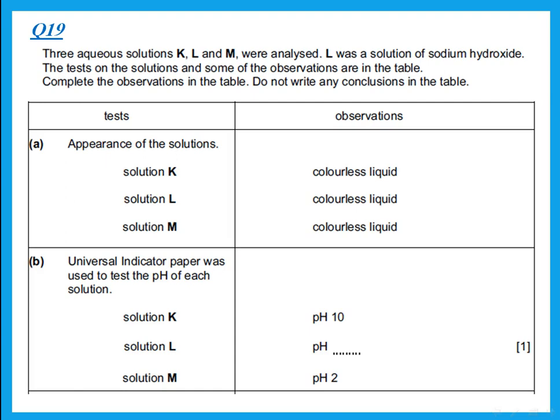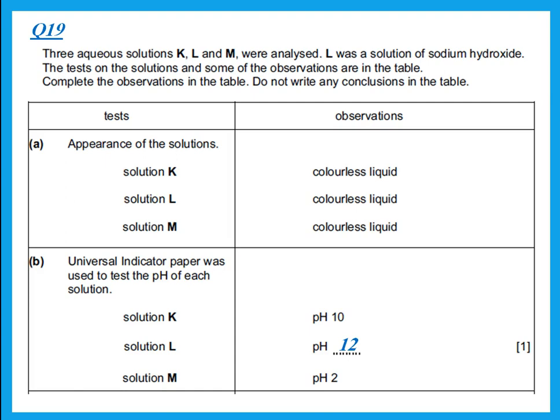Then this question is asking about three aqueous solutions K, L, and M. He's saying L was sodium hydroxide. The tests on the solutions are shown. Solutions K, L and M are all colorless liquids. Then the pHs. He says solution K is pH 10. What does pH 10 mean? You should realize that pH 10 means it's a weak base. What would be the pH of L? If he says that L is sodium hydroxide, you should realize that sodium hydroxide is a strong base, so this is pH 12. Now he's telling me that solution M has pH 2.